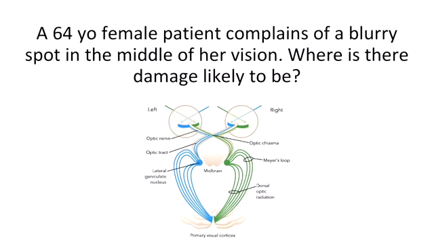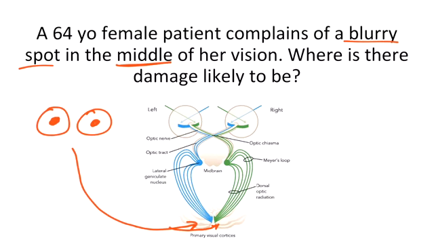So let's say there's a 64-year-old female patient who complains of a blurry spot in the middle of her vision. Where is their damage likely to be? So this patient is complaining of central loss of vision, which looks like that. So right there in the center, she cannot see. So this should instantly make you think of the macula. So central loss of vision should also make you think of the occipital cortex. So you could have damage back here if there was an MCA infarct, or we would have damage to the center part of the retina. So this will make more sense after we talk about the blood supply to the visual pathway.